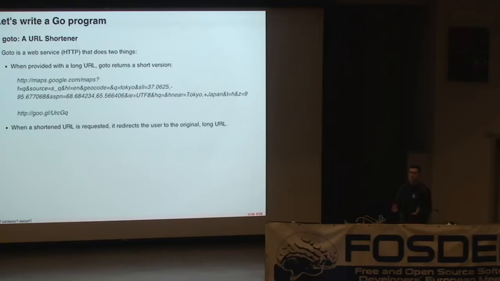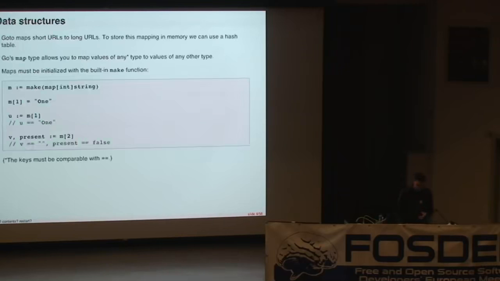So the program that we're going to write is pretty much the simplest of all possible web applications, which is a URL shortener. It does two things. As a web service, it takes long URLs and returns shortened versions of those URLs. Then when it receives a request to the shortened version of the URL, it will return an HTTP redirect to the long URL. The best place to start when writing any program is with the data structures.